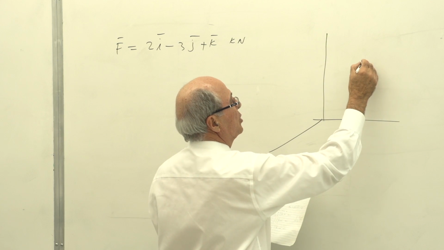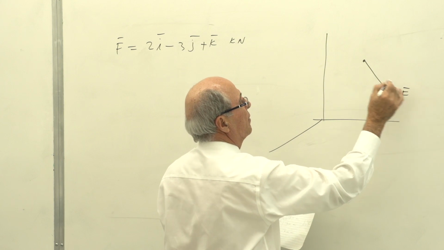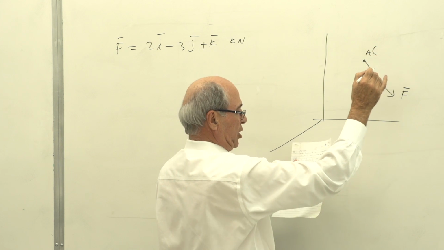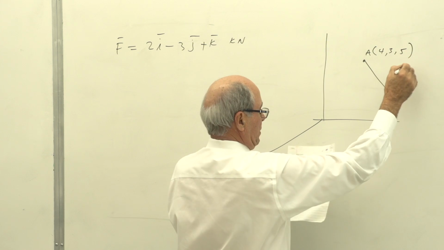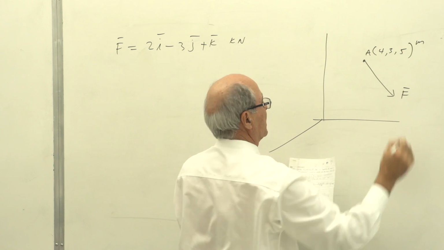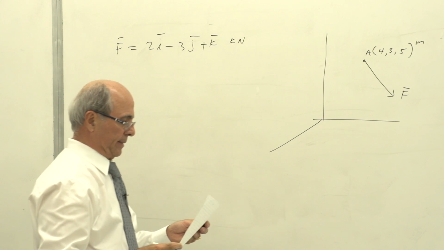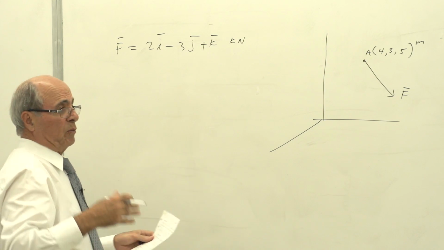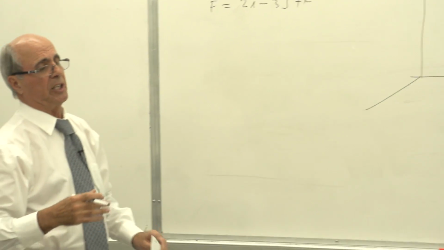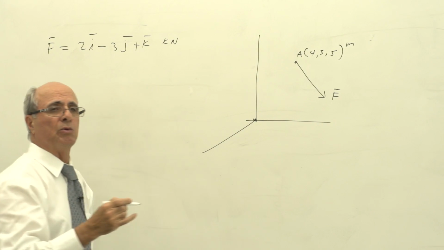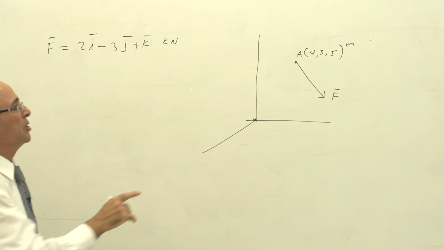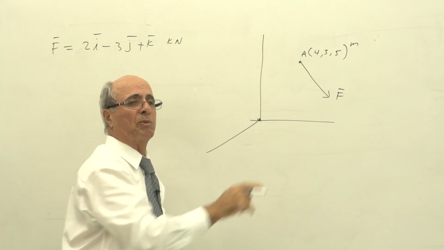This is A, this is F. And point A has the coordinates of 4, 3, 5 meters. Let's say that one way of doing it, if you want to calculate the moment about O, everybody knows how to do that. Is that correct or not? O means a position vector, OA cross product F.